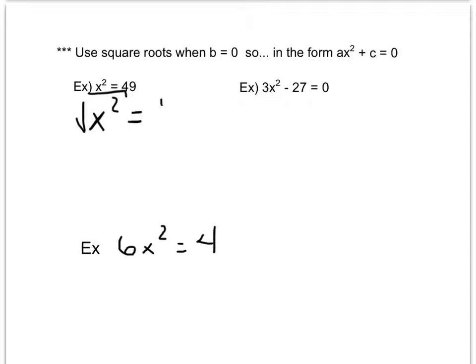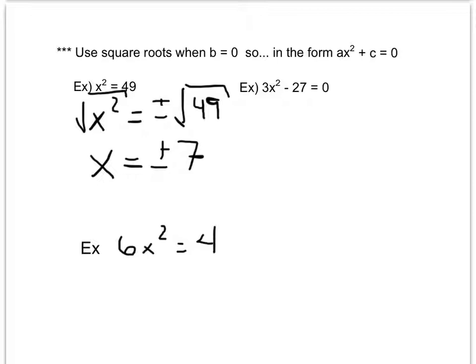Remember that when we take the square root of 49, we want both the positive and negative answer, so we do plus or minus the square root of 49. The squared and the square root cancel here, leaving us with x. The square root of 49 is 7, so I get positive and negative 7 as my answer. Notice I can plug both positive and -7 back into my original equation to see if they work, and positive 7 squared does give me 49. -7 squared also gives me 49.